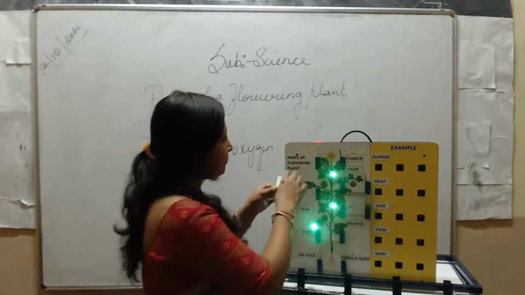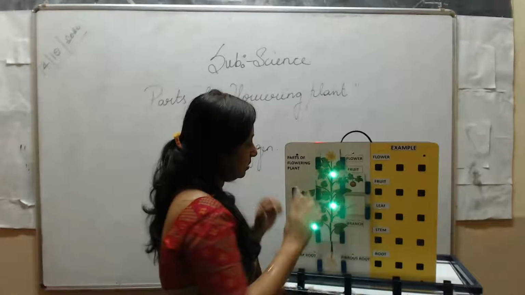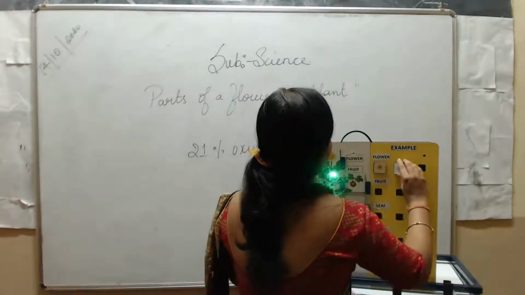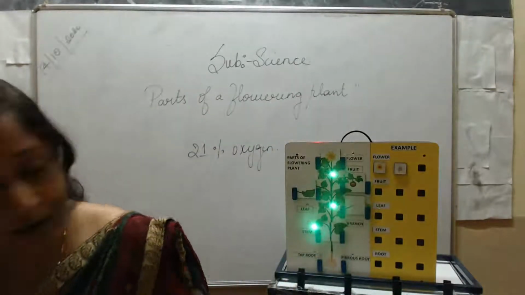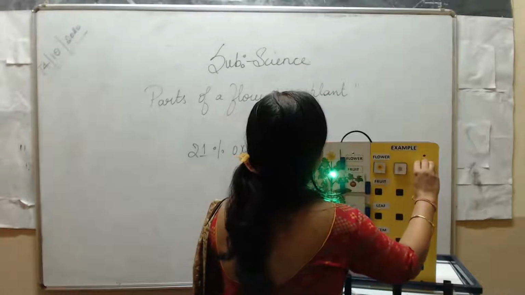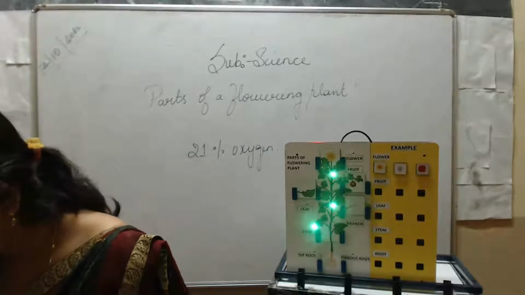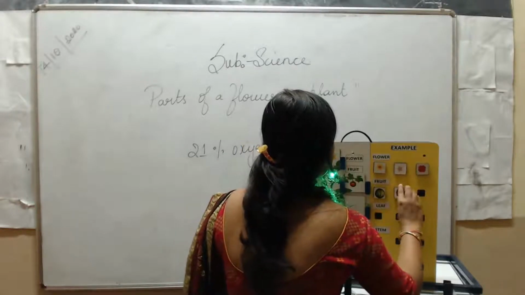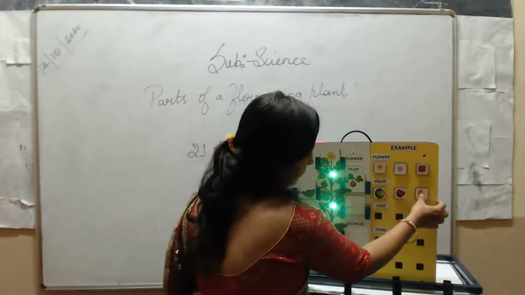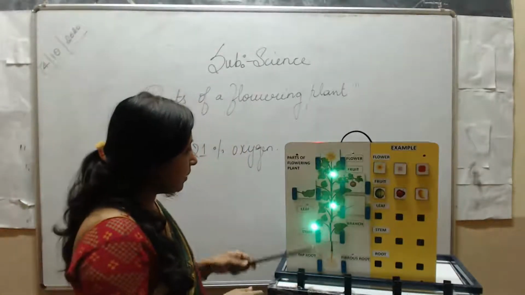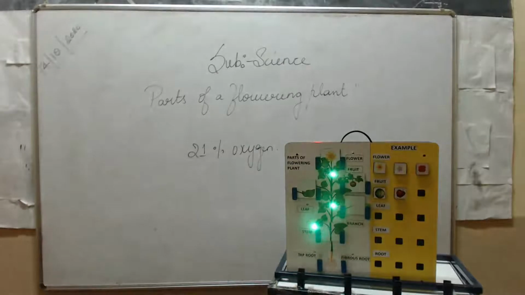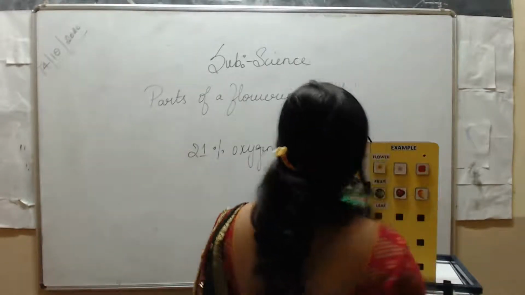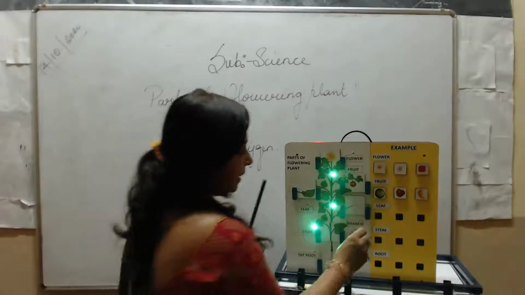Now we'll take an example of flower. We can find and identify many kinds of flowers. Next come fruits. Here this is leaf.